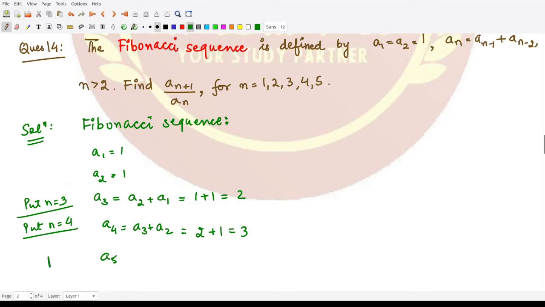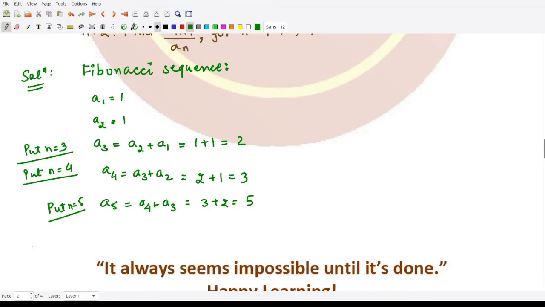The fifth term is obtained again when you substitute n is equal to 5, so that it would be a4 plus a3. So it is 3 plus 2, which is 5. The next term would be when we substitute n is equal to 6 here. So a6 would be a5 plus a4. a5 is 5 and a4 is 3. So we have 8 here, right?